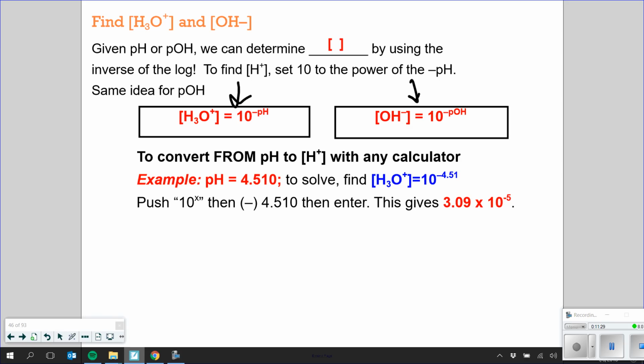So to convert from pH to hydrogen ion concentration with any calculator, for example, if I've got a pH of 4.510, to find the hydrogen ion concentration, I take 10 to the negative 4.510. I'm going to push 10, then negative, and 4.510, then enter. And this is going to end up giving me 3.09 times 10 to the negative 5. And that also works out because if you note for sig figs, I've got three significant figures there, and I've got 3 after the decimal in my pH.